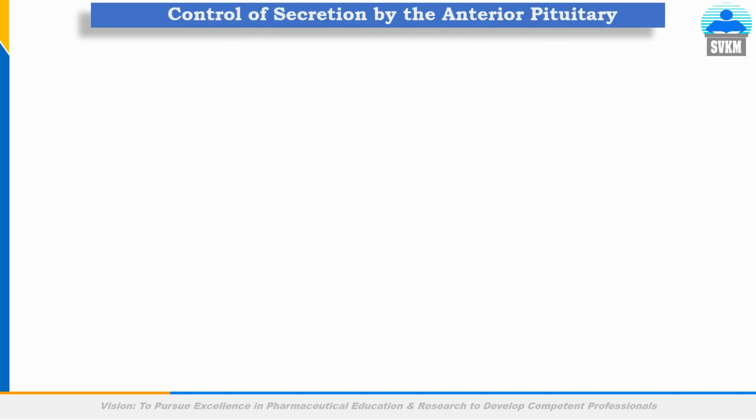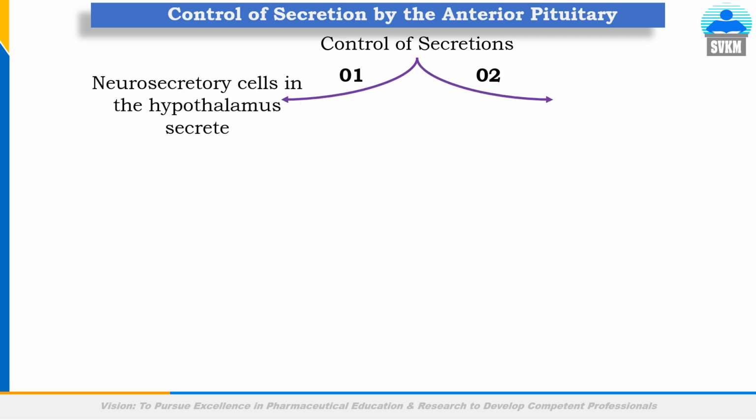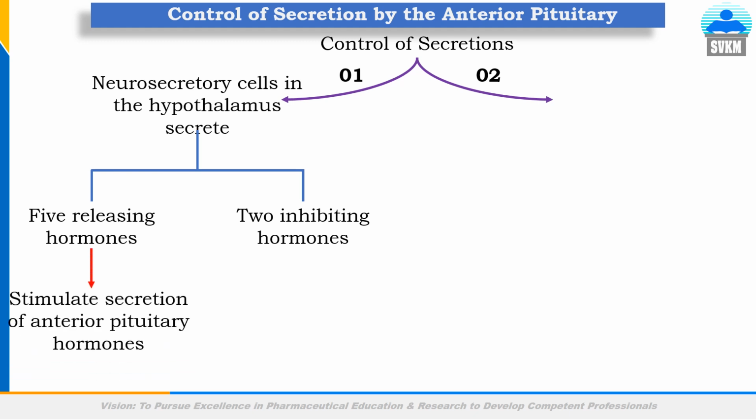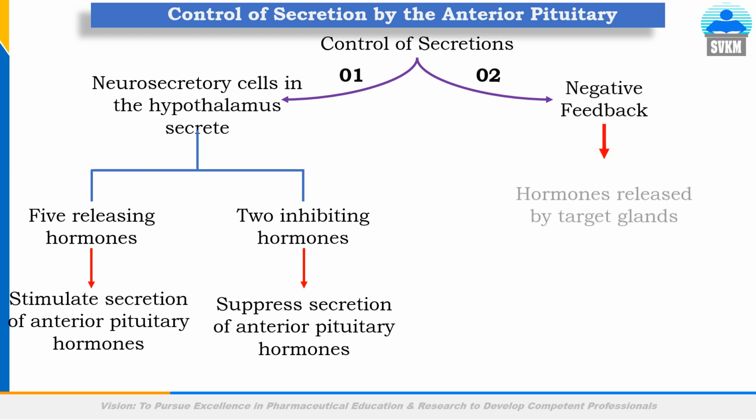Now the control of secretion by the anterior pituitary. The control of secretions mainly occurs by the neurosecretory cells present in the hypothalamus that secrete the inhibiting hormone or the releasing hormone. These neurosecretory cells secrete 5 releasing hormones and 2 inhibiting hormones. The 5 releasing hormones stimulate the secretion of the anterior pituitary hormones, whereas the 2 inhibiting hormones suppress the secretion of the anterior pituitary hormones. The second mechanism is a negative feedback mechanism.